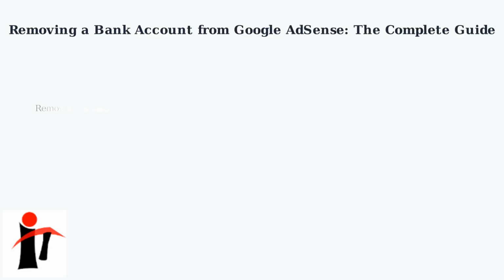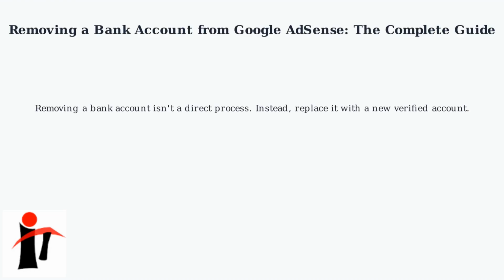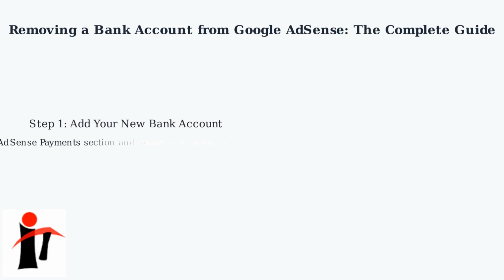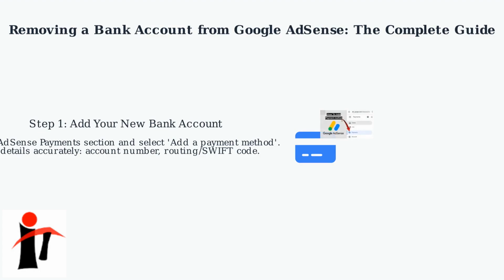Removing a bank account from Google AdSense isn't a direct one-click process. Instead, it's achieved by replacing the existing account with a new, verified one. First, add your new bank account in the AdSense Payments section. Ensure you accurately enter all details like account number, routing, and SWIFT code.